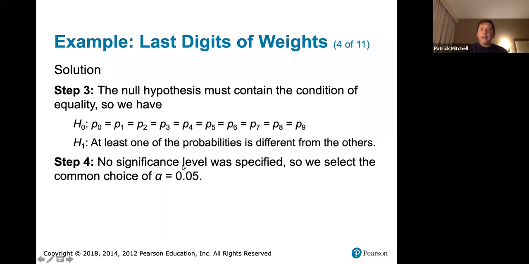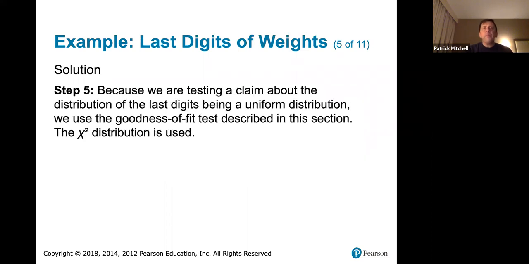Step four, they actually did not give us a significance level. So we'll select the common choice of alpha equals 0.05. In your statistics homework, they will always, always, always give you a significance level. Otherwise, different people are going to get different answers. Step five, because we're testing a claim about the distribution of the last digits being uniform, we're going to use the goodness of fit test described in this section, which is a chi-square distribution.